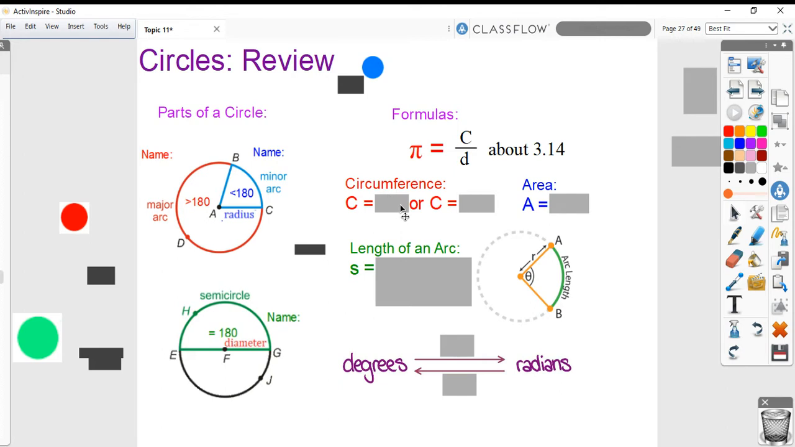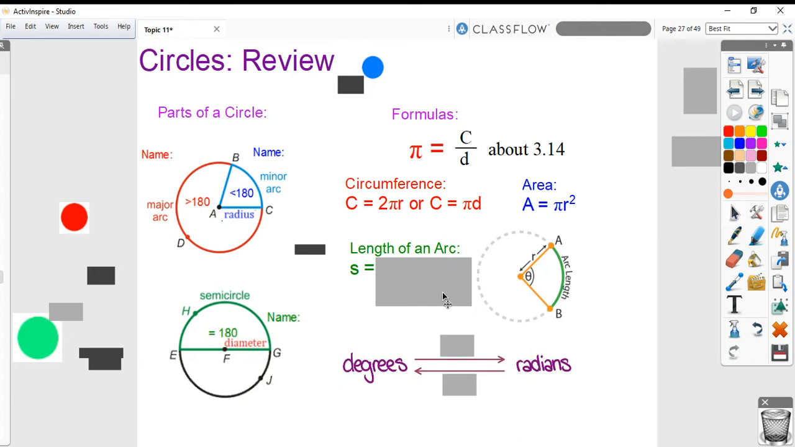Now, let's talk about the circumference. The formula we've used a whole bunch of times is this one right here, 2 times pi times the radius. Or you could also use the one that you learned back in about 8th grade, which is pi times diameter. Both of these are the same thing because we know that 2 times r is d. So those two formulas are really the same thing. Our other formula, the one that we're going to be using today, is area. The area of a circle is pi times the radius squared.